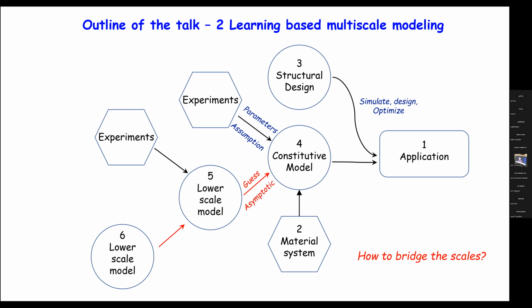Now, the second question is, even though we now have high fidelity, relatively inexpensive lower length scale models, how can we pass our information between these length scales, right? The mathematical theory of homogenization provides us a way, but in practice, there are still certain difficulties associated with this, and I will explain this in my talk in a minute as well.